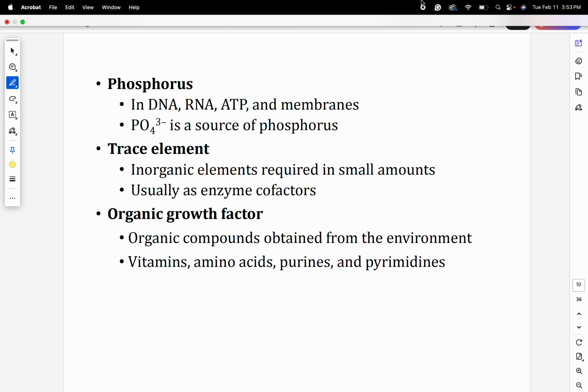Then there are some trace elements that are called so because they are not really required in big volumes, unlike the common ones, unlike carbon, hydrogen, oxygen, nitrogen, or phosphorus. So they are only required in small amounts as they usually serve as cofactors for enzymes. Then there are other growth factors that can be obtained from the environment, such as purines, pyrimidines, vitamins, and amino acids that microbes make use of.